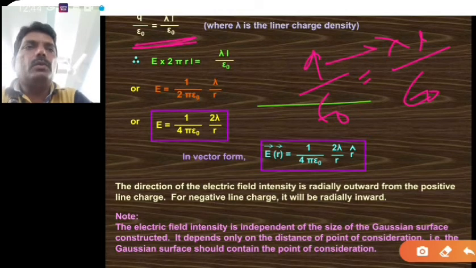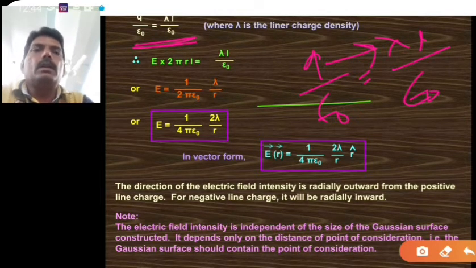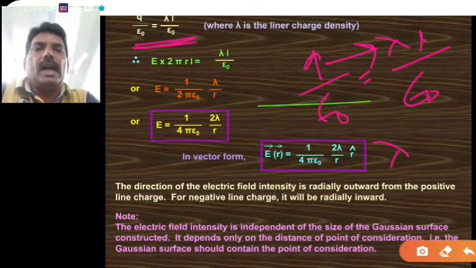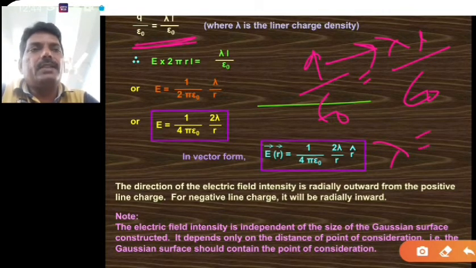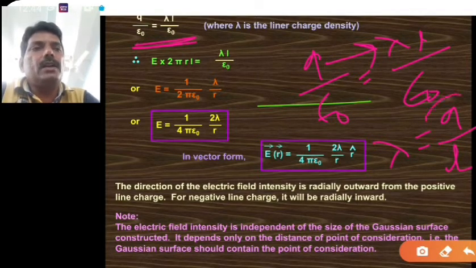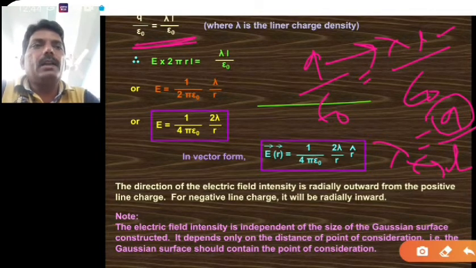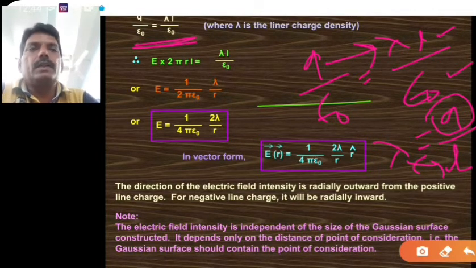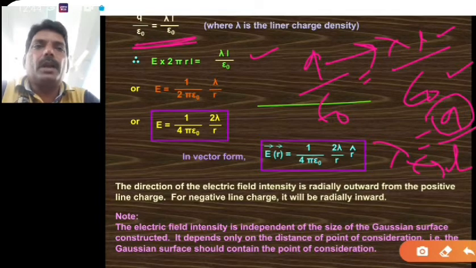How has Q become lambda L? Lambda is nothing but the linear charge density, and linear charge density is defined as charge per unit length. This is the definition of linear charge density. So ultimately the value of Q you can write as lambda into L. So you got here lambda L upon epsilon naught. That value I will keep here now. So E into 2 pi RL is equal to lambda L upon epsilon naught.